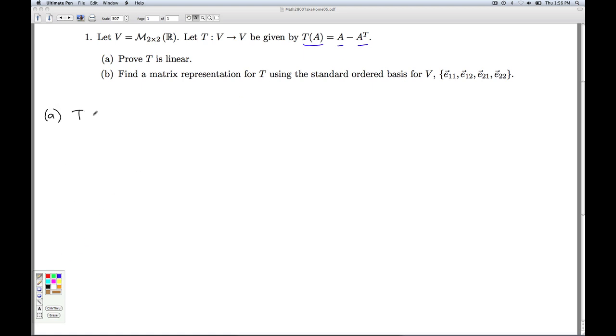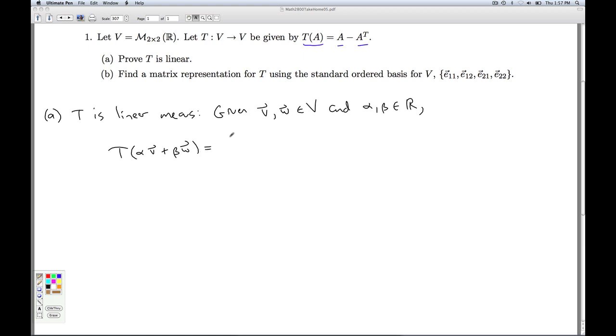So what does it mean for T to be linear? It means given two fixed but arbitrary vectors in V and two fixed but arbitrary real numbers, T of alpha V plus beta W is the same as alpha T of V plus beta T of W. In other words, T respects, or T preserves, linear combinations.